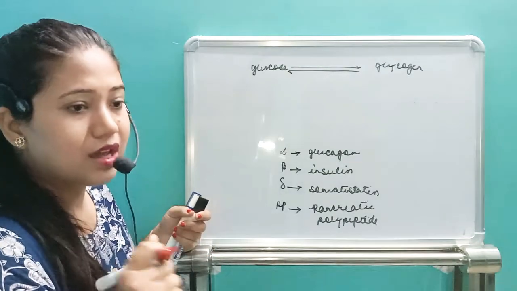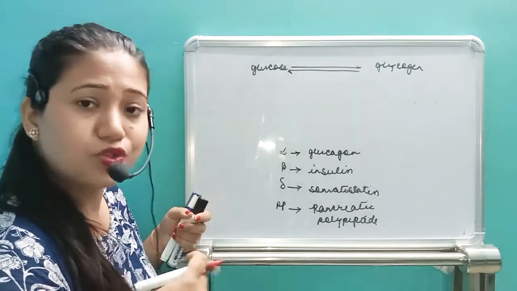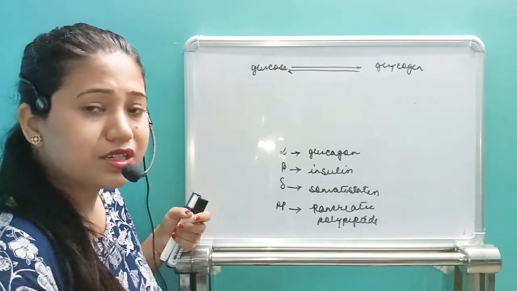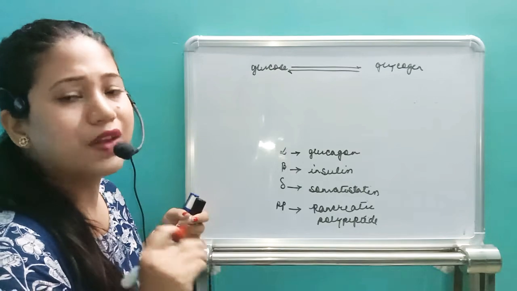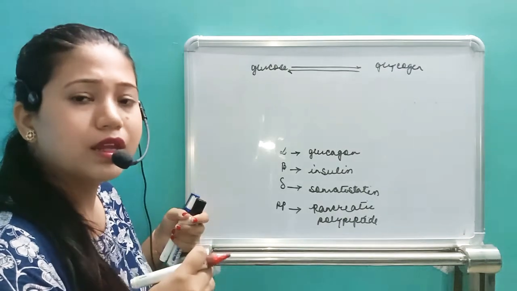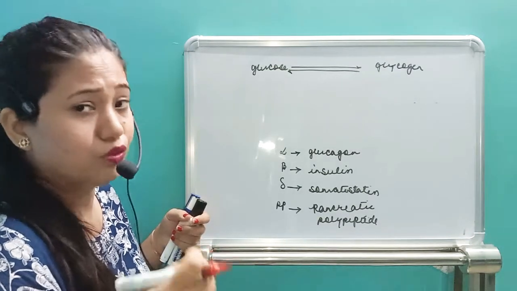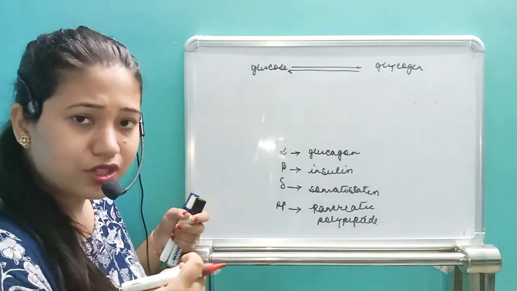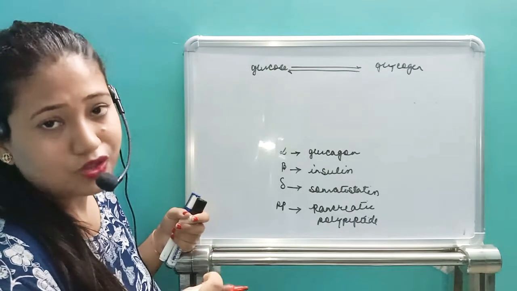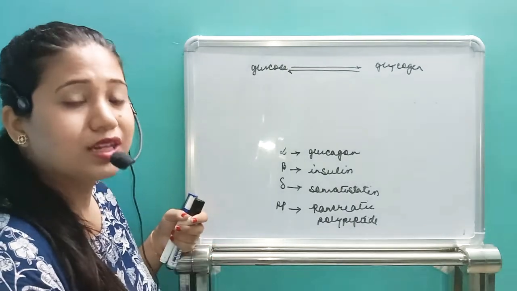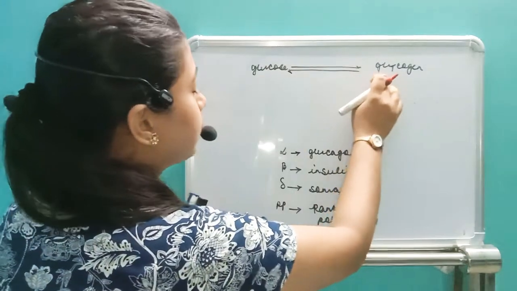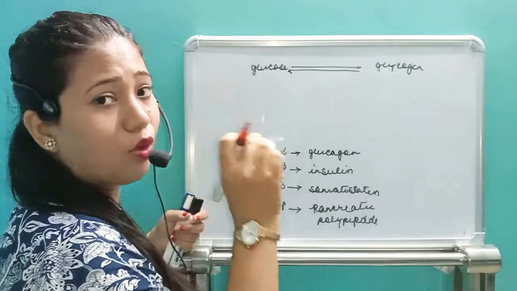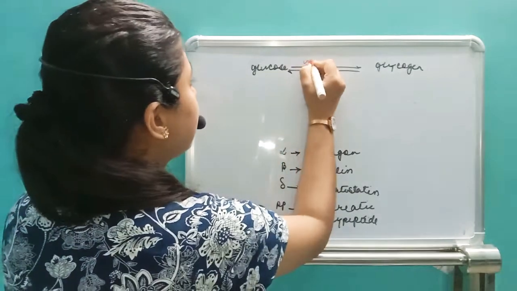In diabetes mellitus, which is a very common disease, the blood glucose level of the individual is very high. Why is the glucose very high in the blood? Because glucose is not able to be converted into glycogen. So what is the function of insulin? It converts glucose to glycogen. Glucose will be converted to glycogen by one hormone. What is that? This is insulin.